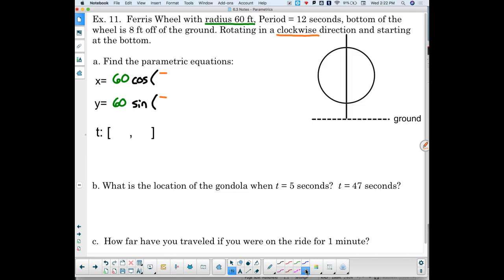With me? Okay. What's my B value? My period value. How did you come up with that? Oops, I should do it this way. My B value is 2 pi divided by my period, and my period was 12 seconds.